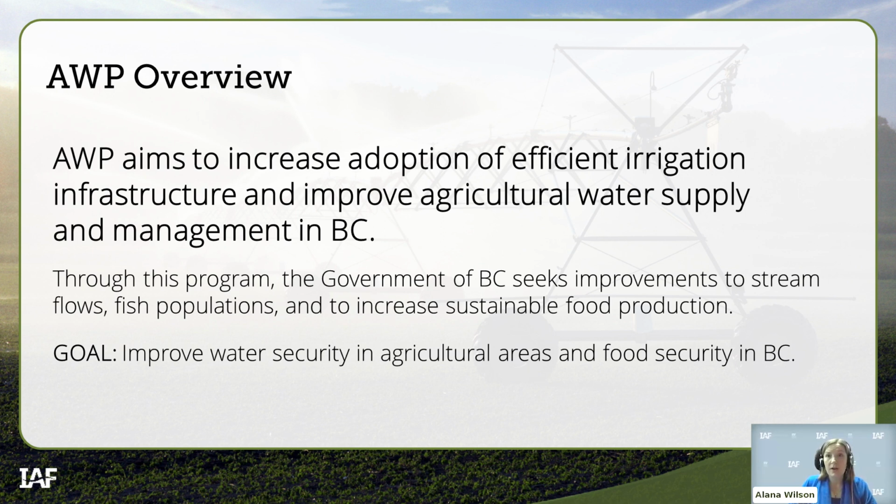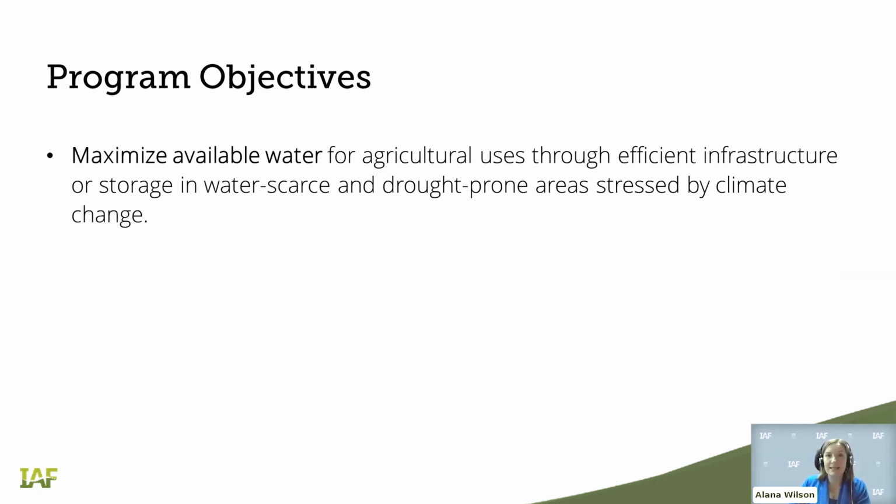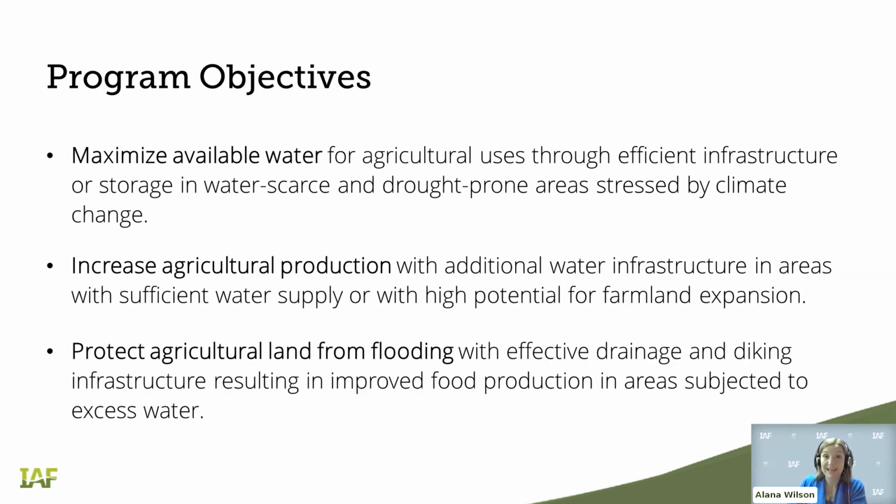The Agriculture Water Infrastructure Program aims to increase adoption of efficient irrigation infrastructure and improve agricultural water supply and management in BC. The program's goal is to improve water security in agricultural areas and food security in BC. The AWP aims to maximize available agricultural water, increase agricultural production, and protect agricultural land from flooding.